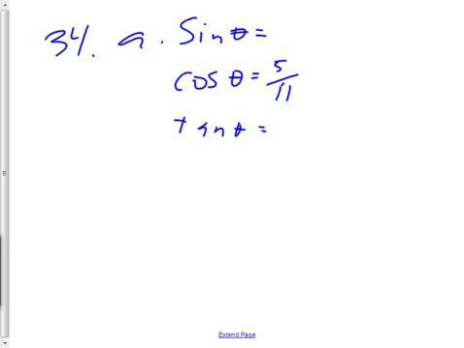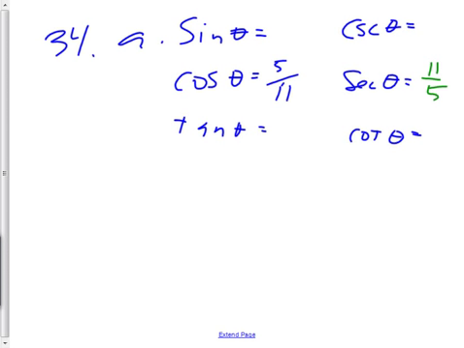And then what are the other 3? They kind of go with them. Sine goes to cosecant. Cosine goes with secant. And tangent goes with cotangent. Now, I've got 2 of my sides, so which one can I do? Super easy. Secant. And that would be 11/5. But that's the only one I can do right away. For the other ones, I need another side. I've only got 2 sides.